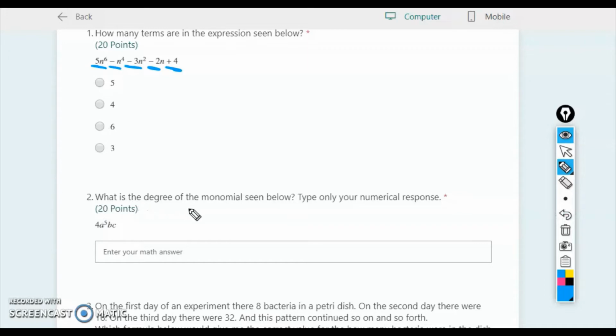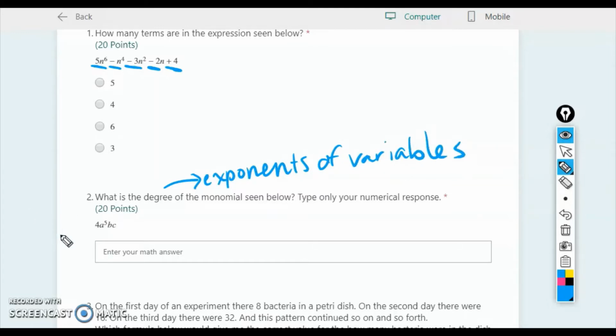Number 2, what is the degree of the monomial seen below? So degree is when we're actually going to look at exponents of the variables. For this one, I have a to the 5th, b is technically raised to a 1, and c is raised to a 1. Because there are multiple variables, you would add all these exponents, and that would be the degree of your monomial. If there was only one variable, you would just use that degree.